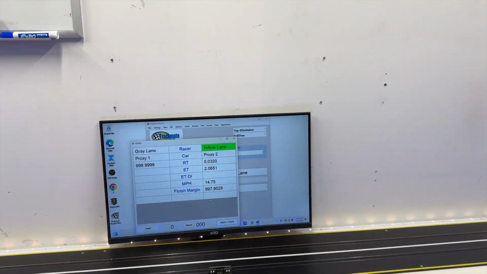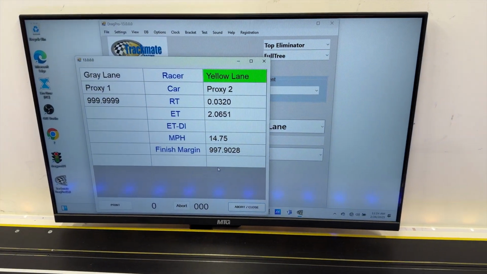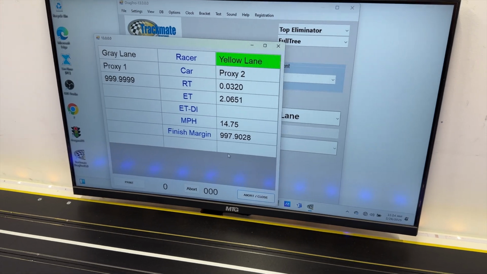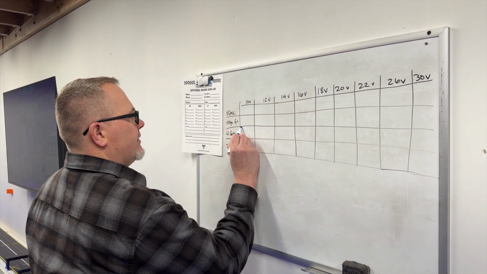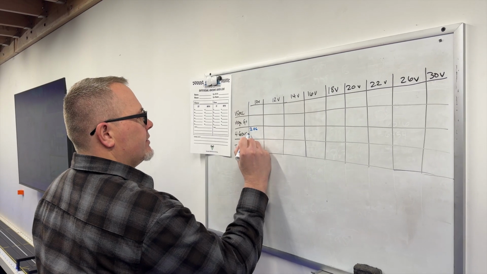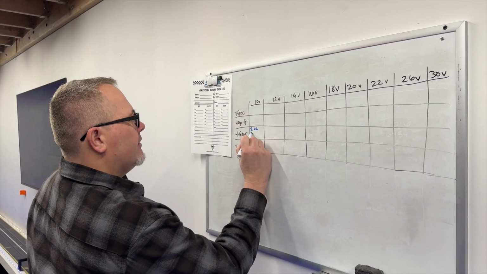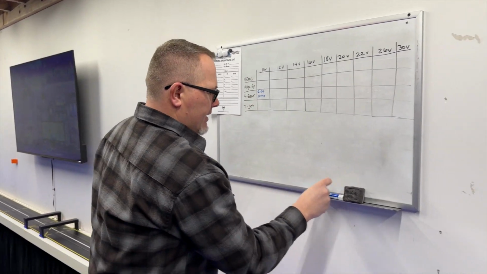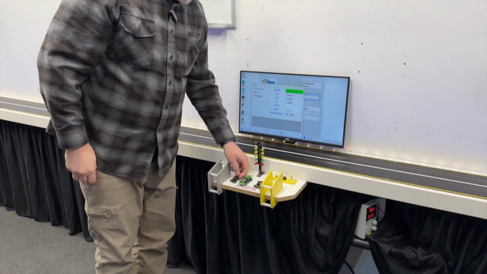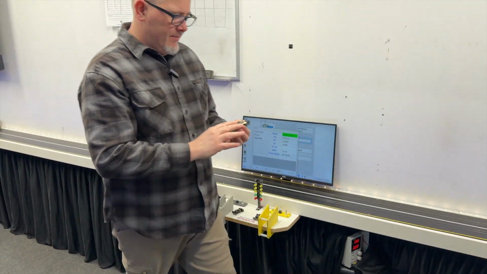Man, that was snail's pace. So looks like we got 2.06 at 14.75 mile an hour. So I'm going to write that in here, 2.06 and 14.75. Okay, so we'll run all three cars at each voltage and then step it up from there.